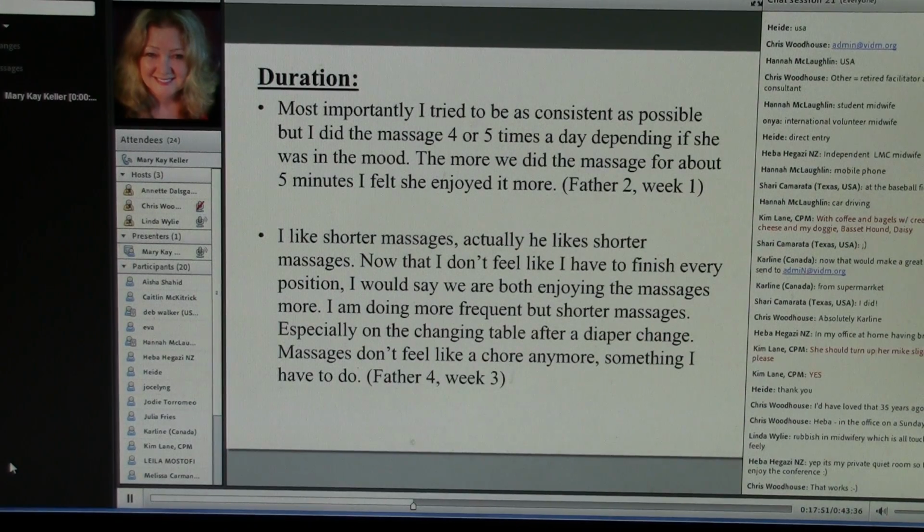She was the only little girl in the study. And the more we did the massage for about 5 minutes, I felt like she enjoyed it more. Another father said he liked the shorter massages, and he noticed that he didn't. Now this father, they stand out to me.